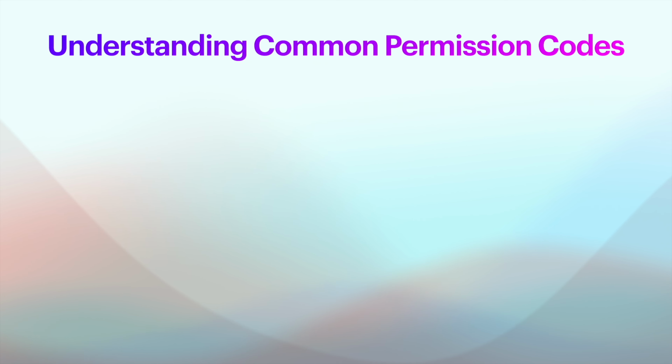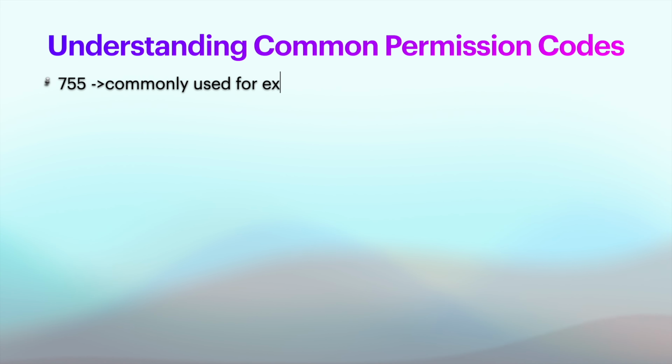Next, understanding the common permission codes. Familiarize yourself with common permission codes used in Linux. Here are a few examples. The first one is 755. Read, write and execute for owner. Read and execute for group. Read and execute for others, which is commonly used for executable files.